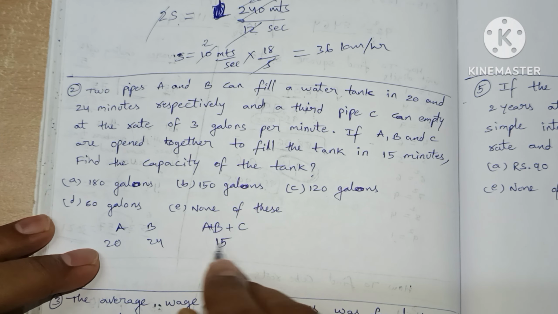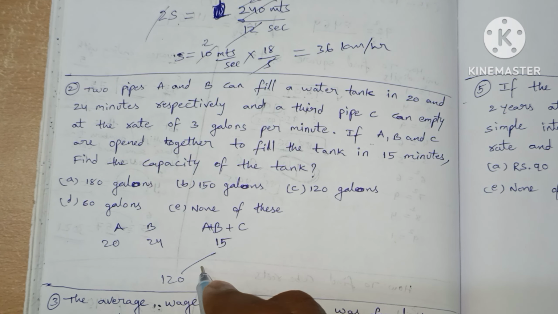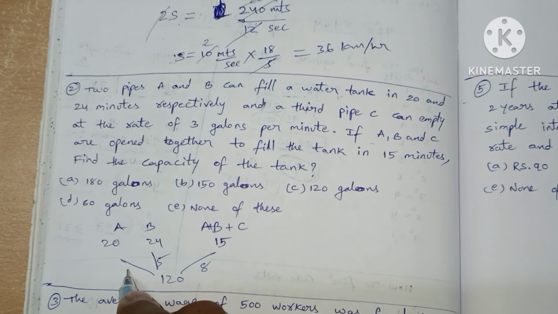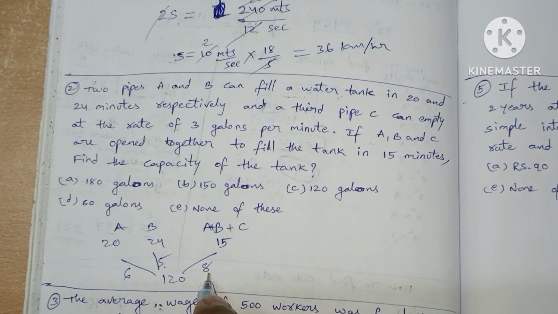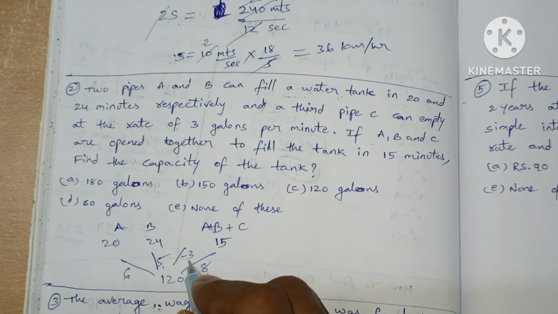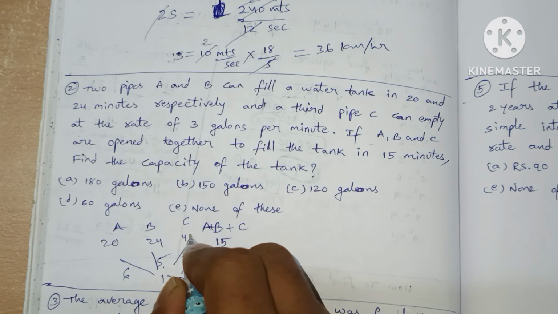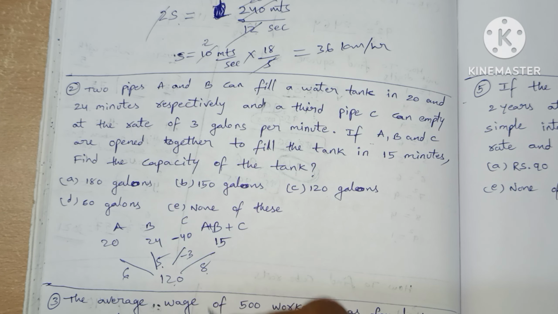The LCM of these is 120. This is 8 times, this is 5 times, and this will be 6 times. 6 plus 5 will be 11. 11 minus 8 will be 3, so minus 3. Minus 3 means C's value, which is 40. 3 times 40 is 120. So minus 40.